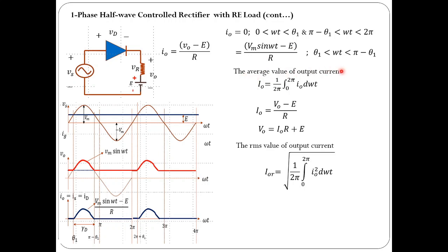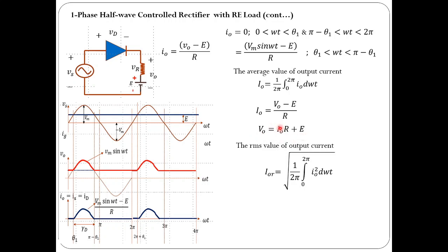The average value of the output current is 1 by 2 pi times the integration of I0 d omega t, where the limits vary from 0 to 2 pi. From this you will finally arrive at this expression: I0 is equal to the average output voltage minus E by R. You can rewrite this as V0, the average output voltage, equal to the battery voltage plus the average output current into R. We know V0 from the previous slide. So the average value of the output voltage is equal to the battery voltage plus R into the average value of the output current.